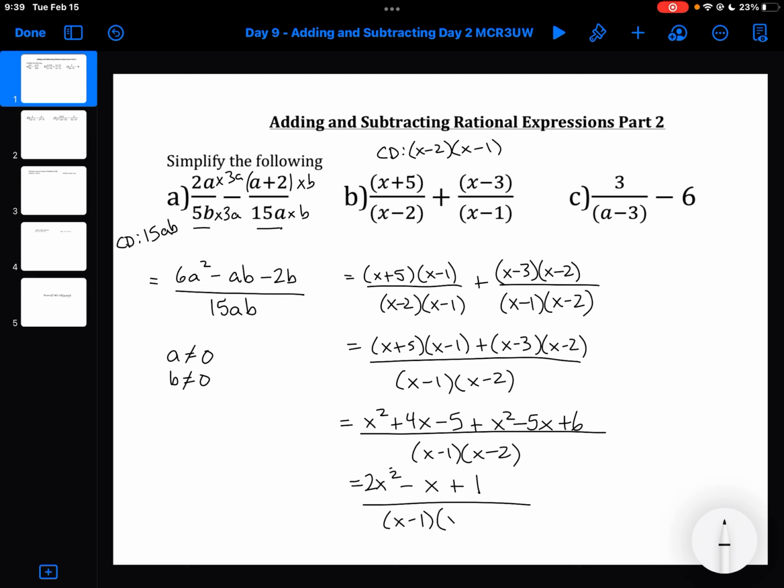Okay. I can't factor that any further, so now I just need to state my restrictions, which are the values that make the denominator equal to 0. So that would be x can't equal 1 or 2.